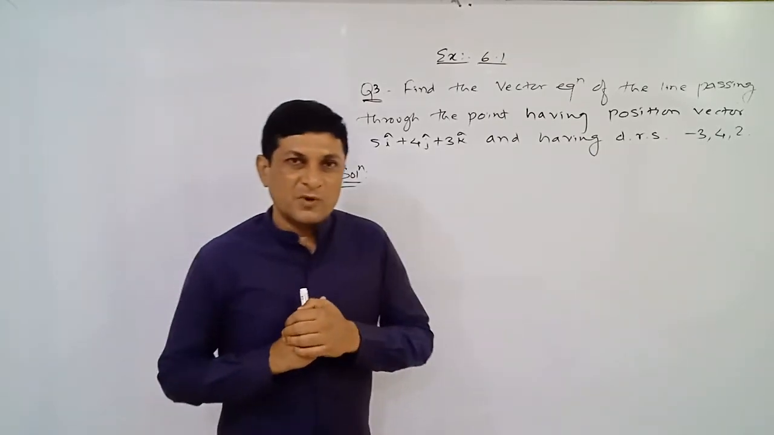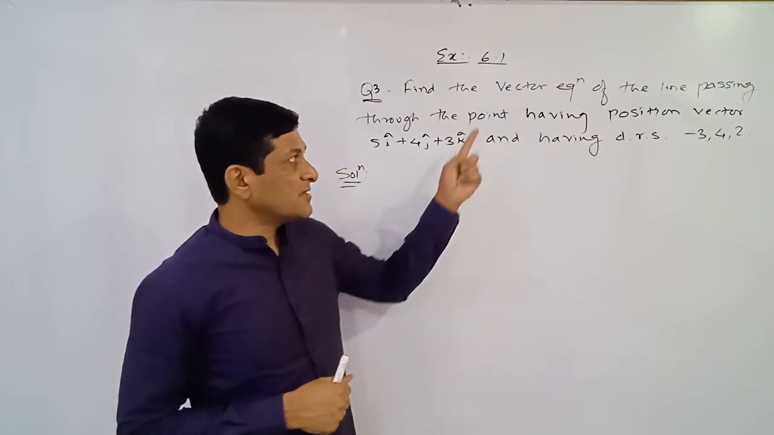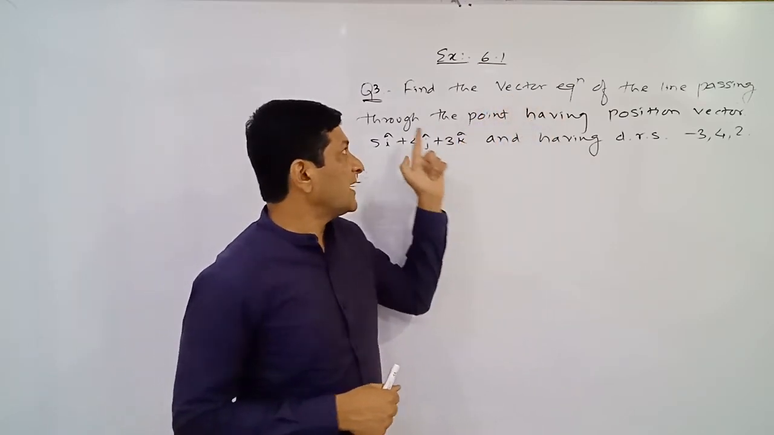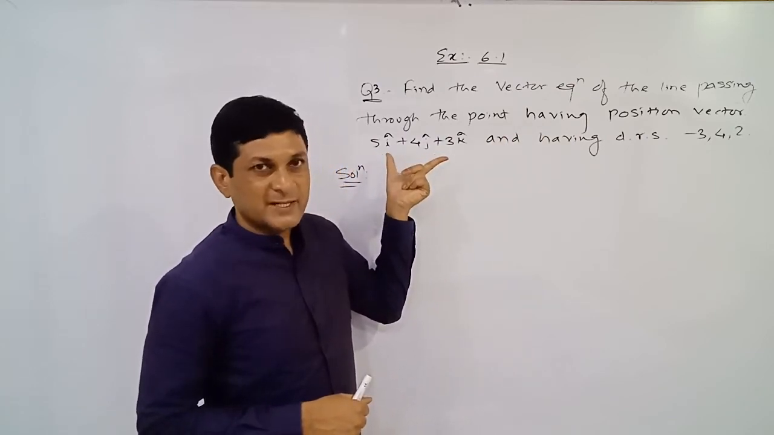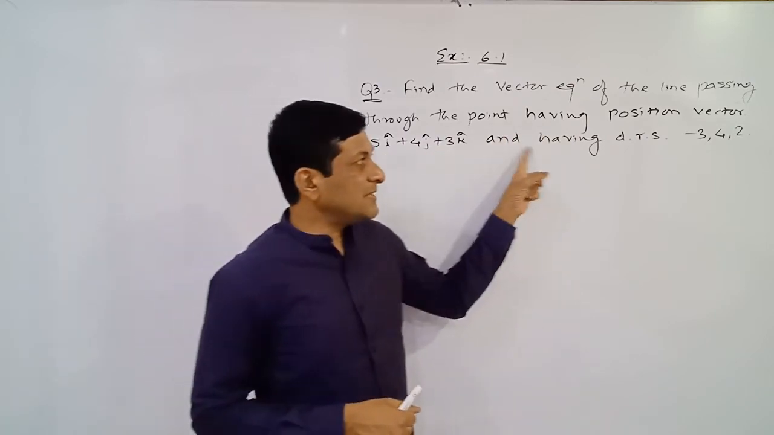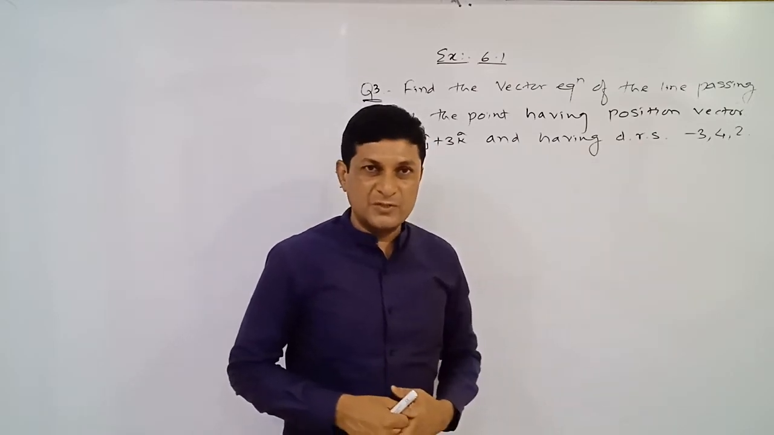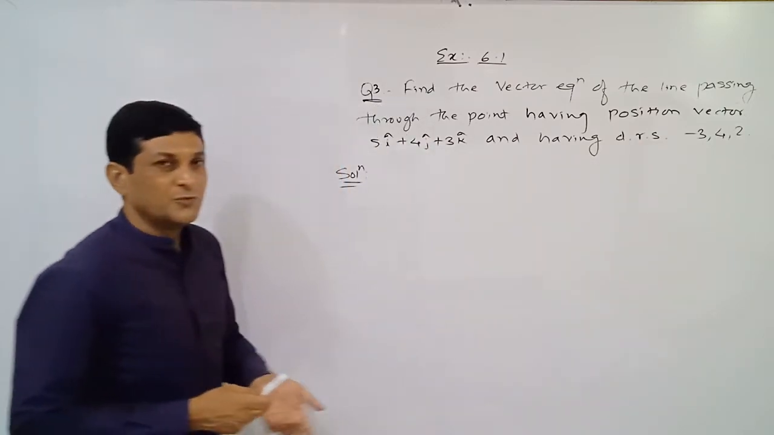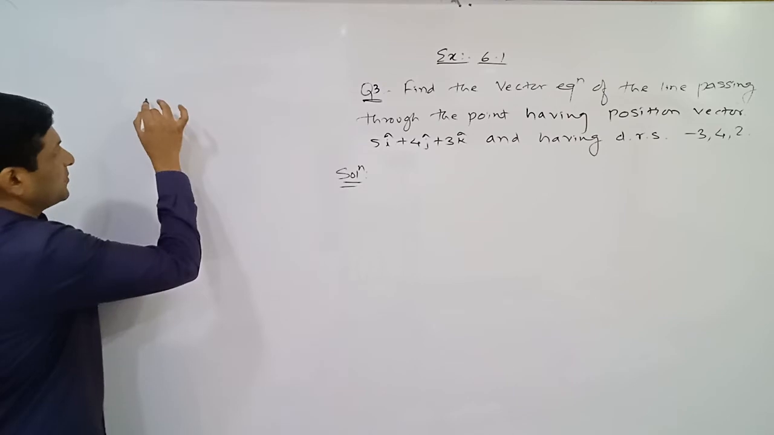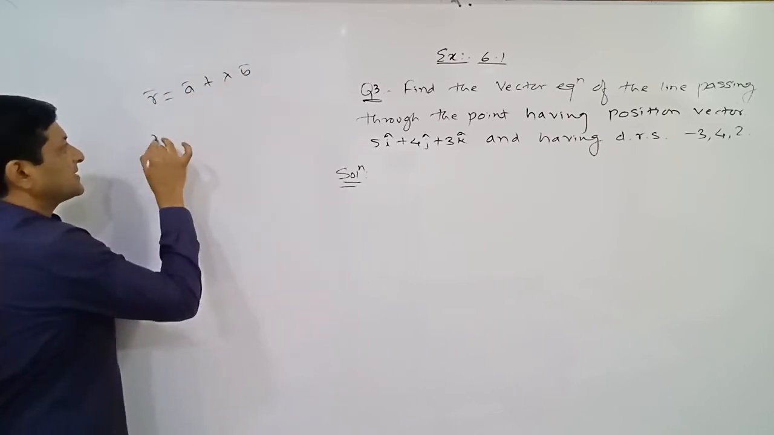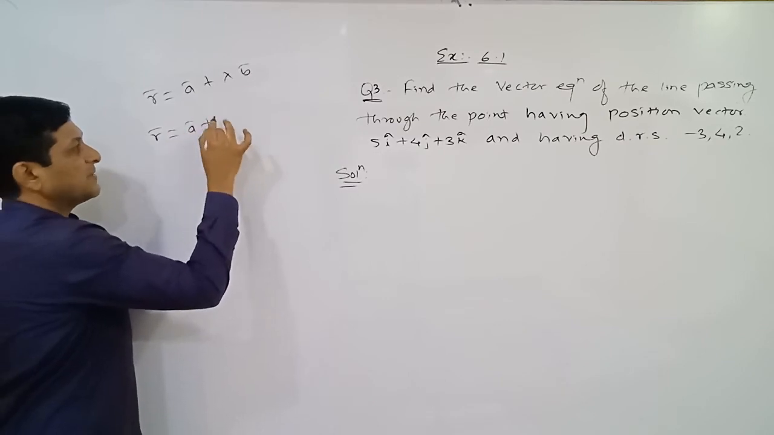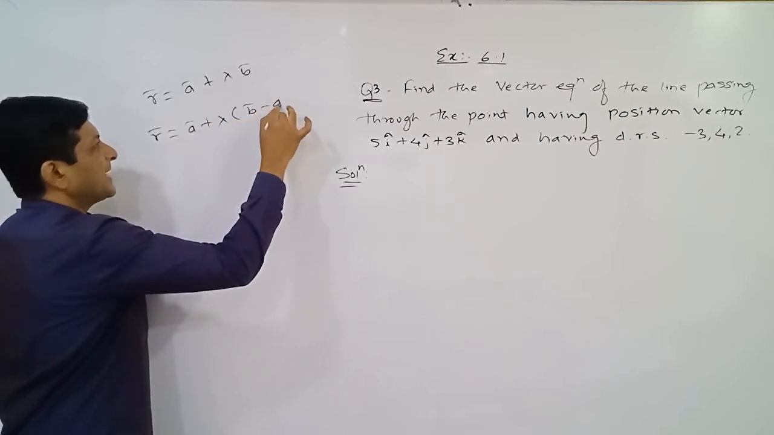So, now we are solving the third example. In this question also we have to find the vector equation of a line passing through a point having a given position vector. This is the position vector of one point on the line, and the direction ratios of the line are given to us. So we have two formulas to find the vector equation. What is the first formula? r bar is equal to a bar plus lambda b bar, and the second formula is r bar is equal to a bar plus lambda (b bar minus a bar).